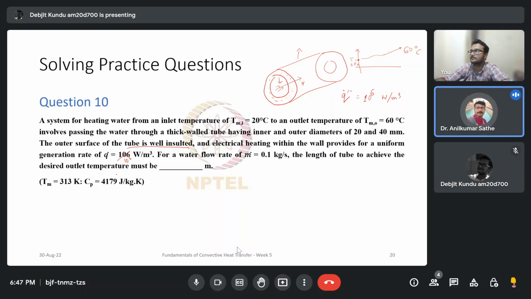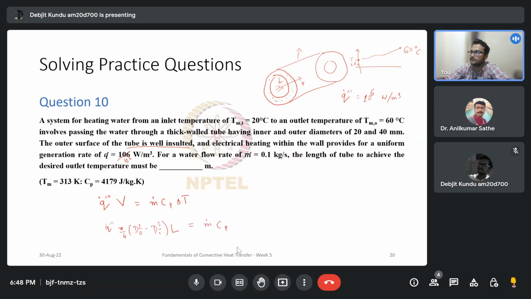We multiply by volume, you will get watt. So this Q dot triple prime into volume of the pipe is the total heat generated, and that is added to the fluid, and that becomes equal to m dot Cp delta T. This V we can write as the area into the length, and the area we can write as pi by 4 into d naught square minus di square, into length, and this should be equal to m dot Cp into the delta T, that is Tmo minus Tmi.